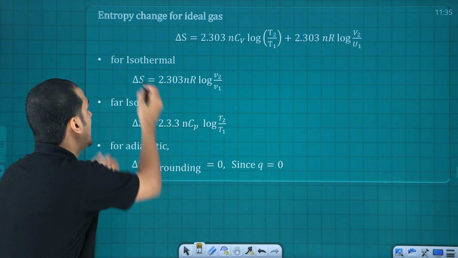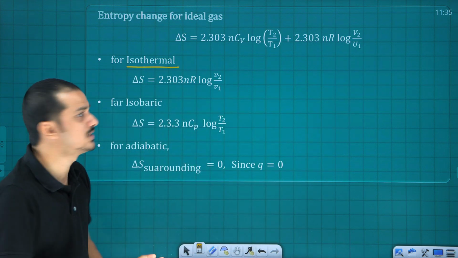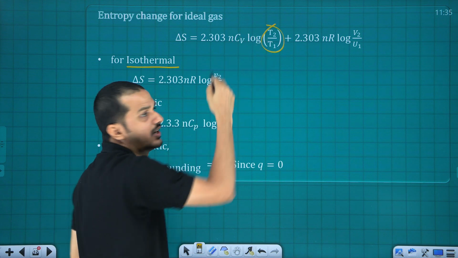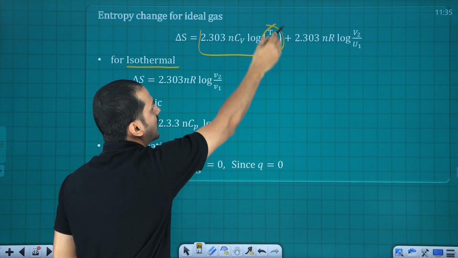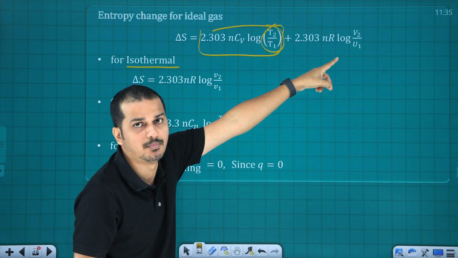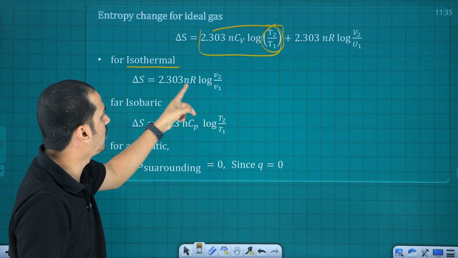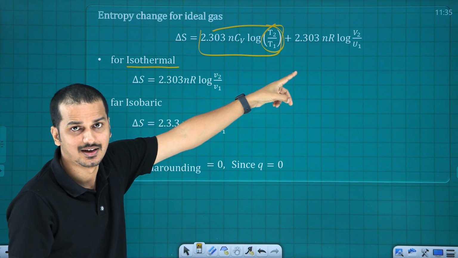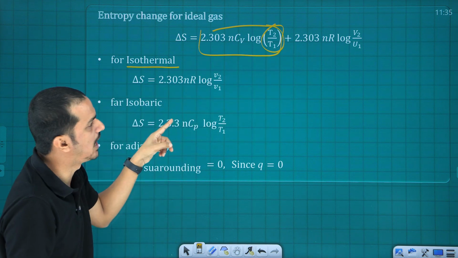Then if it is isothermal, isothermal means the temperatures are constant, T1 equals T2. So this term won't be there. Only the final term will be there. What will be the formula? 2.303 nR log V2 by V1. Clear? And the second case, isobaric.